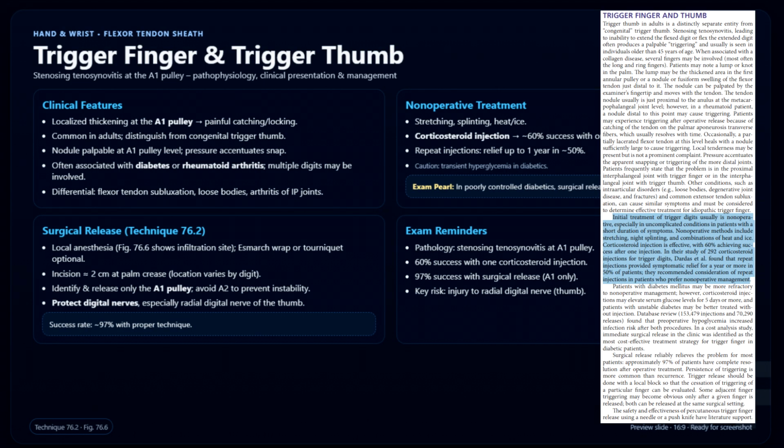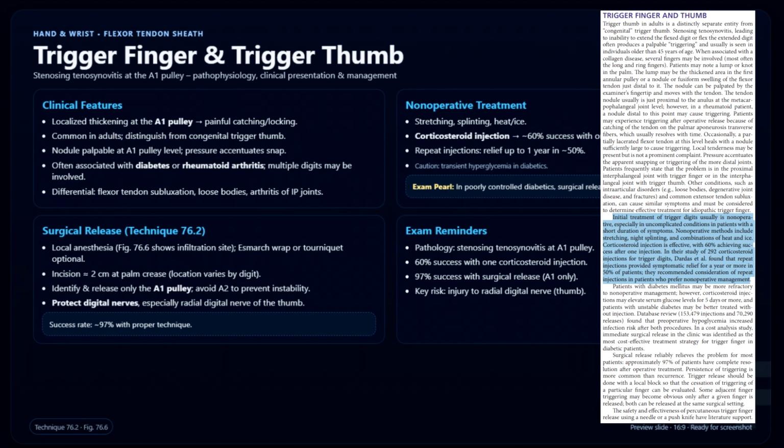Some studies have shown that repeat injections may provide symptomatic relief for up to a year in nearly half of patients. However, in individuals with diabetes, steroid injections may transiently worsen glycemic control for several days, and in those with poorly controlled diabetes, surgical intervention is often preferred. When conservative measures fail, the treatment of choice is surgical release.